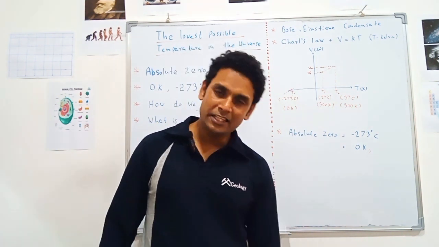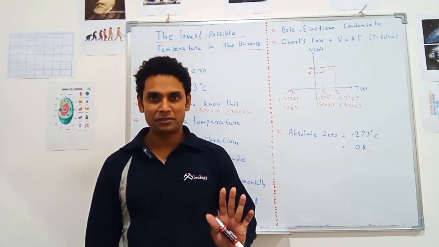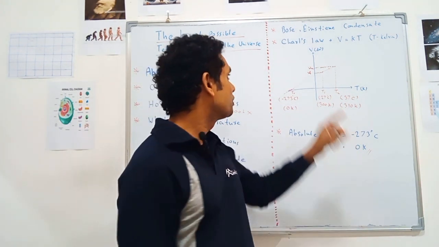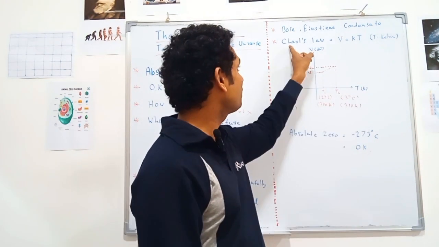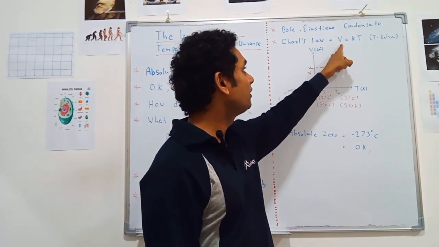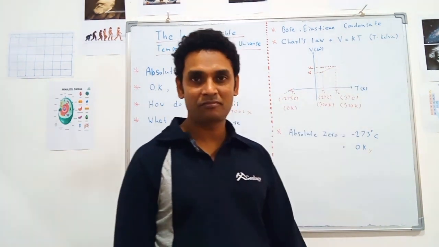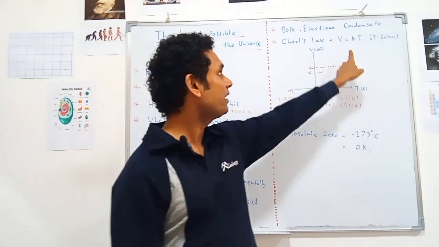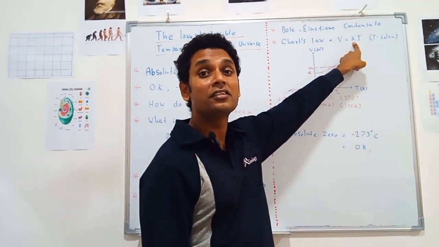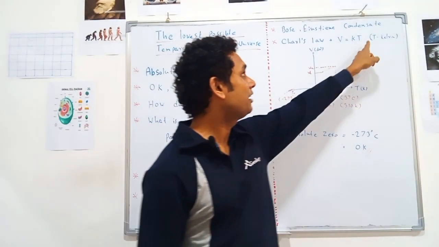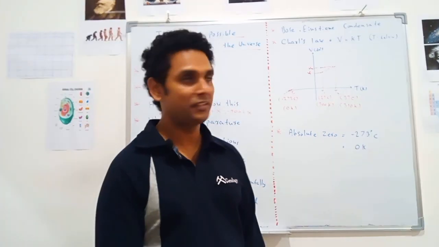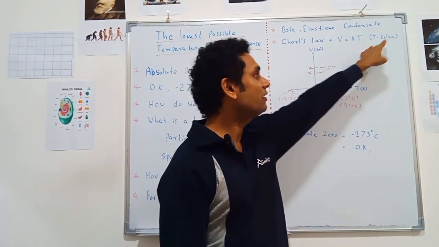But experimentally, practically in the lab, this is not possible. So we use Charles' law to find it out. Charles' law says that V equals kT. K is a constant, and T is the absolute temperature, measured in Kelvin.